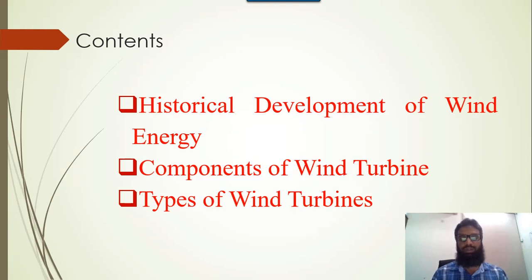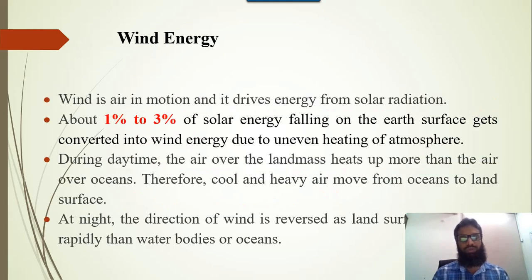So these are the basic contents. Initially, I will discuss the basic concept of wind and how wind is generated, and the historical development of wind energy. Then I will discuss the basic components of the wind turbine, and finally, I will discuss different types of wind turbines. So first of all, wind energy. Wind is air in motion, and it derives energy from solar radiation.